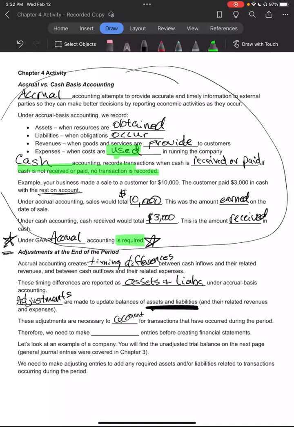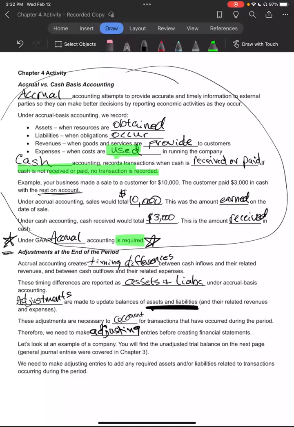Okay. Like, we don't stop doing transactions after the first of the month. We are continuously engaged in transactions with third parties for the entirety of the month or for the entirety of the accounting period. So we have to account for those, and we account for those transactions through the adjustments. Okay. So we have to make adjusting entries before creating the financial statements.